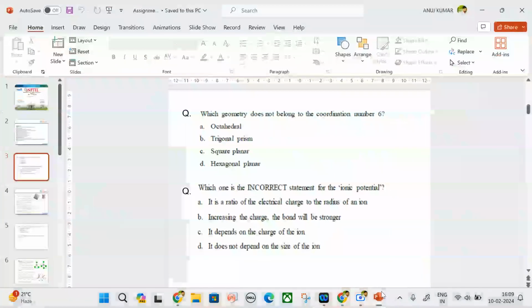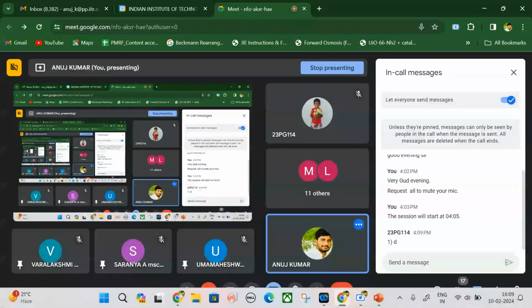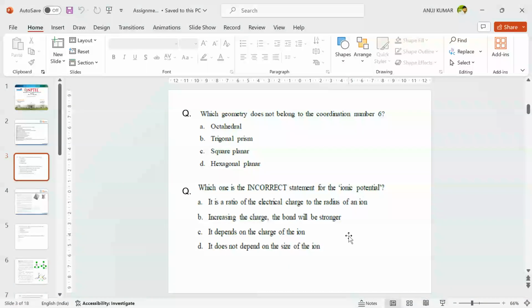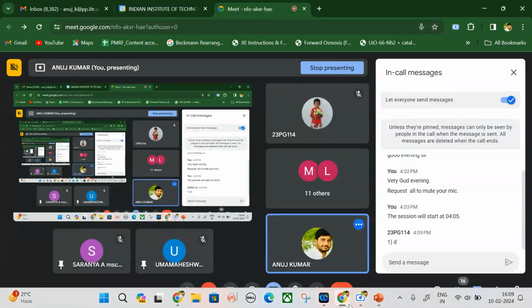So I will. Okay. First is D. Okay. And what about the second one? Hexagonal planar, as its name indicate, it is metal is coordinated with six atoms of ligand. So that is basically the coordination number 6. Here it is asked which geometry does not belong to. Are you getting my point? Anybody else? Okay.